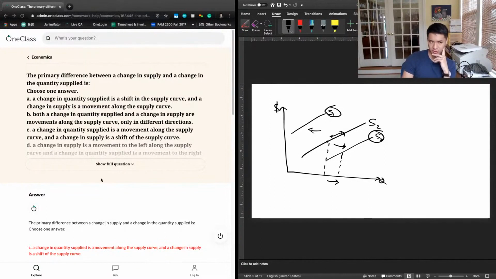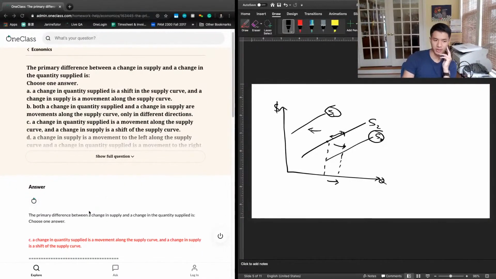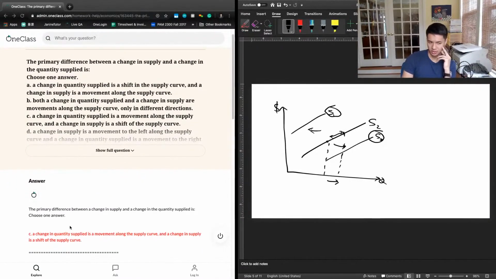Let's take a look at the previous tutor's answer, and they said the primary difference between a change in supply and a change in quantity supplied is C. Great, let's move on to the next question.